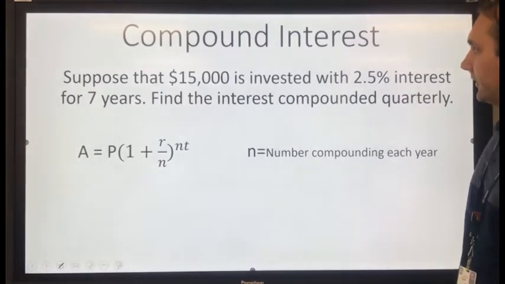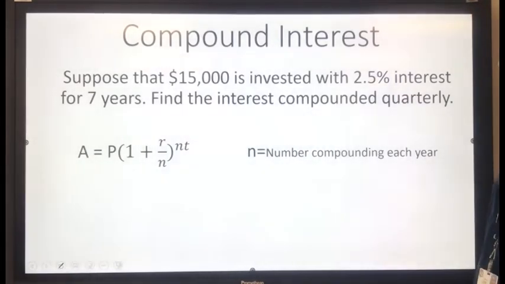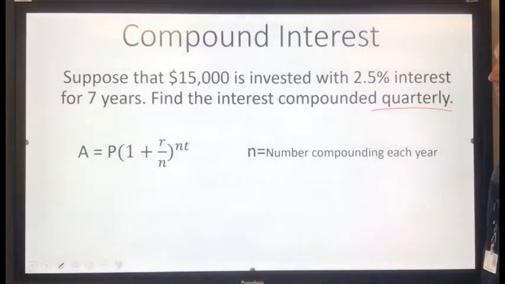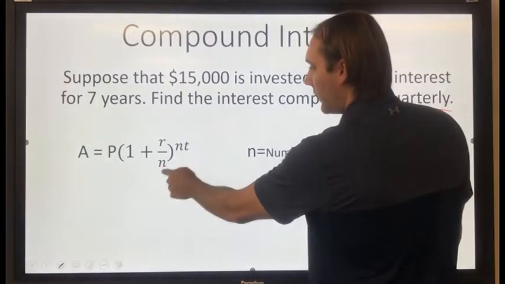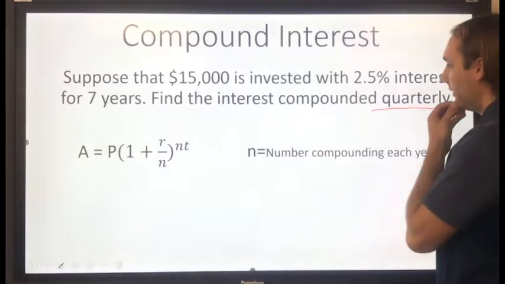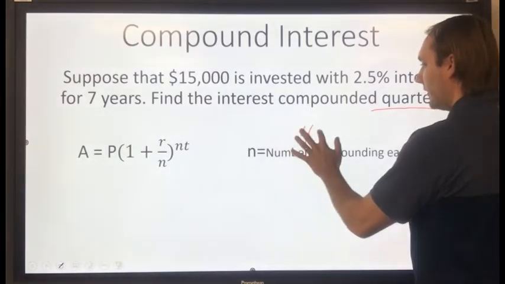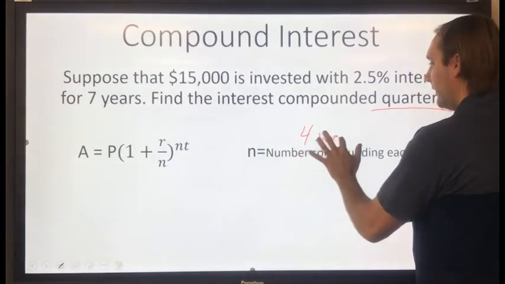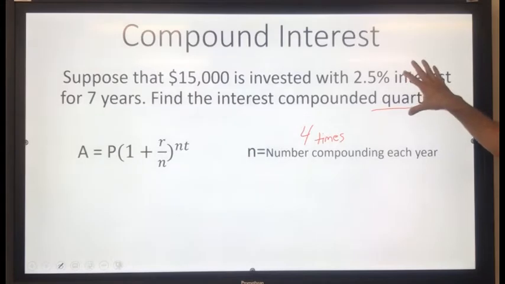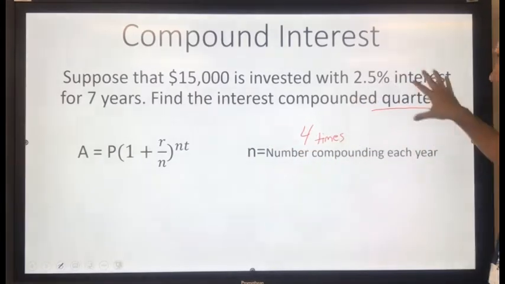Suppose that $15,000 is invested with 2.5% interest for 7 years. Find the interest compounded quarterly. A new type of term here because we have a new variable, N. N refers to the number of times compounded each year. Quarterly would be 4 times a year. Now if this said annually, my N would be 1. If this said monthly, my N would be 12, etc.